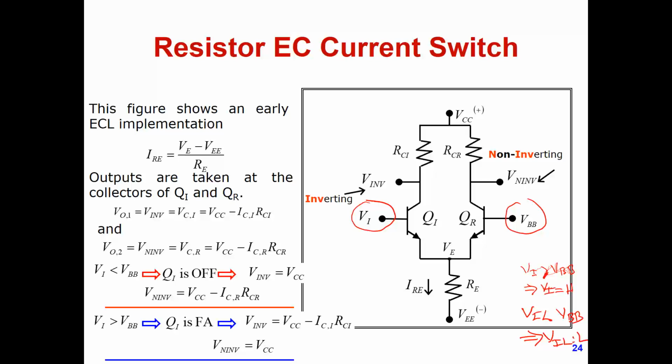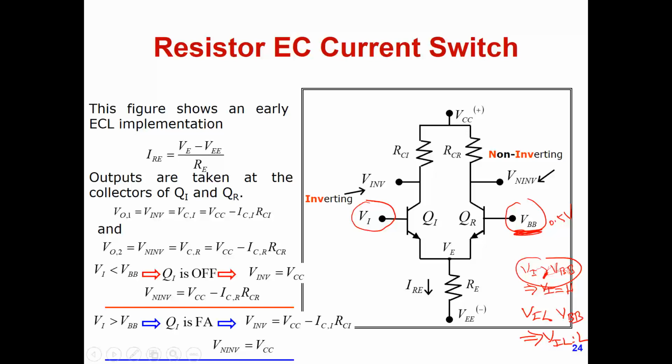So for example, let's just give an example. Suppose this is 0.5 volt. If V input is 0.4, the input is considered to be low. If V input is 0.6 volt, then V input is considered to be high. So this is the important reference voltage.